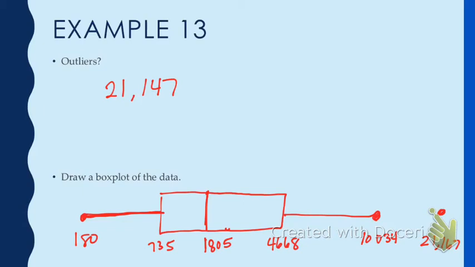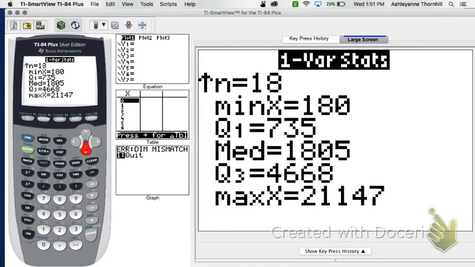Question. If I want to actually make this on the calculator, because sometimes drawing it with a calculator is a little easier than drawing it by hand, then I'm going to go to, let me pull it up here. Is that the max? That's not the maximum. The maximum is the 21,000, but it's an outlier.